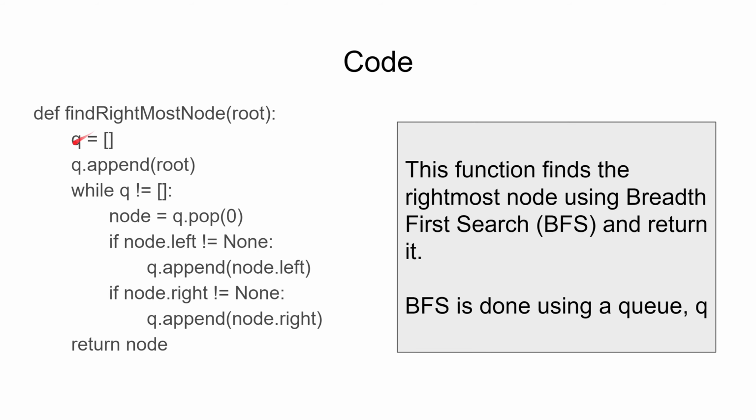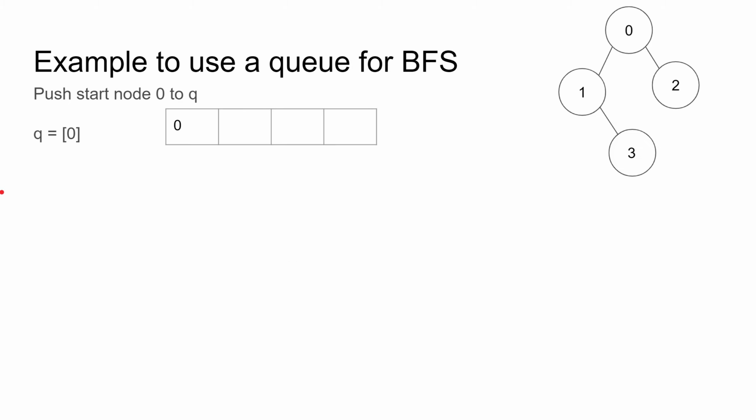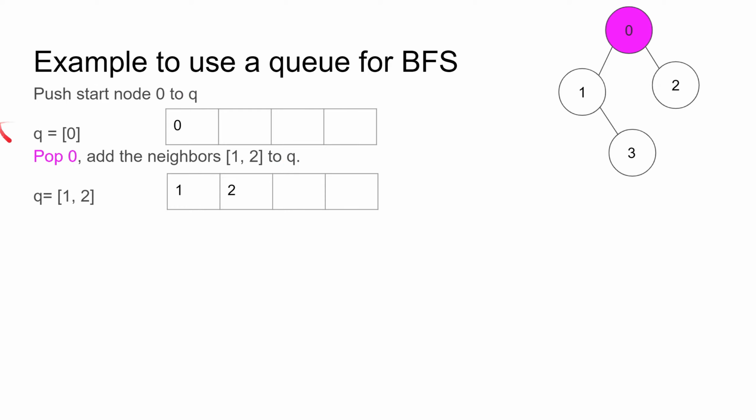The code to find the rightmost node uses BFS and then returns the number it last ends on. BFS is done using a queue. For example, to use a queue for BFS, push the start node, which for this tree is 0, into the queue. Then you pop out the front, which is 0, and add the neighbors 1 and 2 to the queue. So now the queue is 1 and 2.